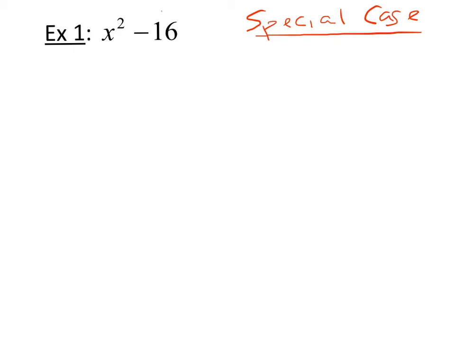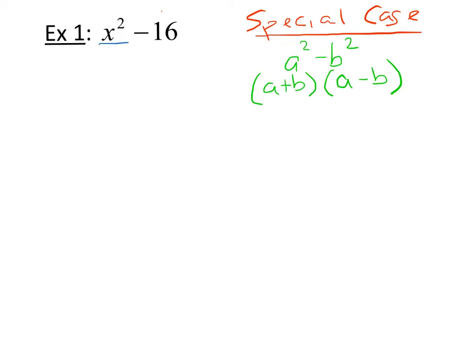There are 2 special cases, and this is the first one, and it involves squares. And when I say squares, I mean things that are squares or square roots, like this is an x squared and 16 is 4 squared. Here's the pattern. Whenever we see something squared minus something squared, it can factor to a plus b, a minus b. No more work necessary. Let's take a look at example 1 and how that applies.